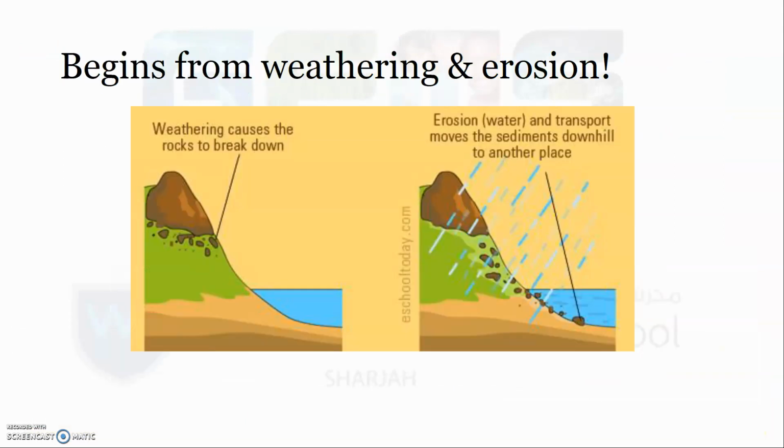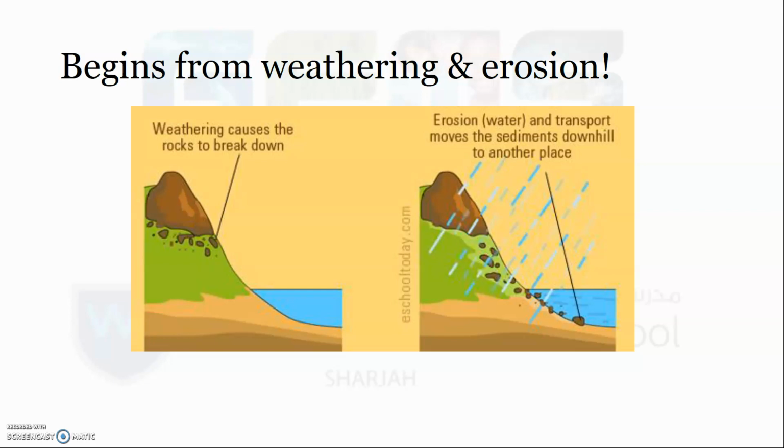So how does it start? It begins with weathering and erosion. Weathering causes the rocks to break down. The rocks become smaller and they break down. Once that happens, erosion happens. Erosion, which is happening by water in this situation because it's near the ocean.